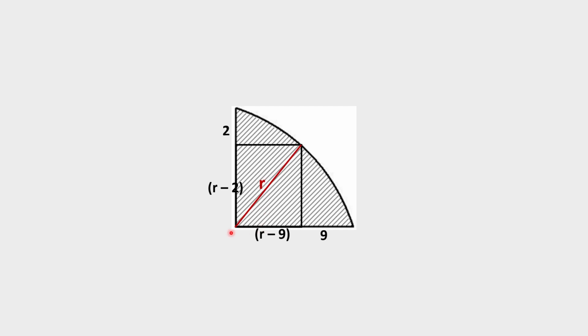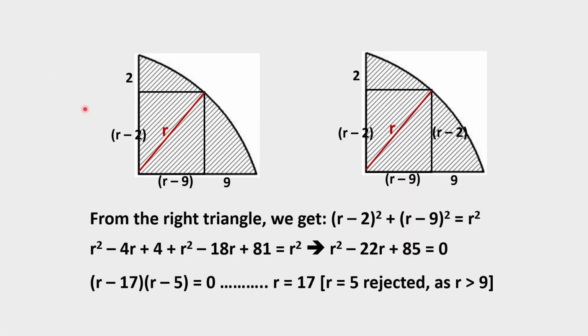So in the rectangle, we have width r minus 9, height r minus 2, and the diagonal, which is the radius, is r units. Now we can find r from the relationship among these three quantities. Now look at the blinking right angle triangle, where the hypotenuse, which is the diagonal and the radius, is r units. The base is r minus 9 units, and the altitude or height is r minus 2 units.